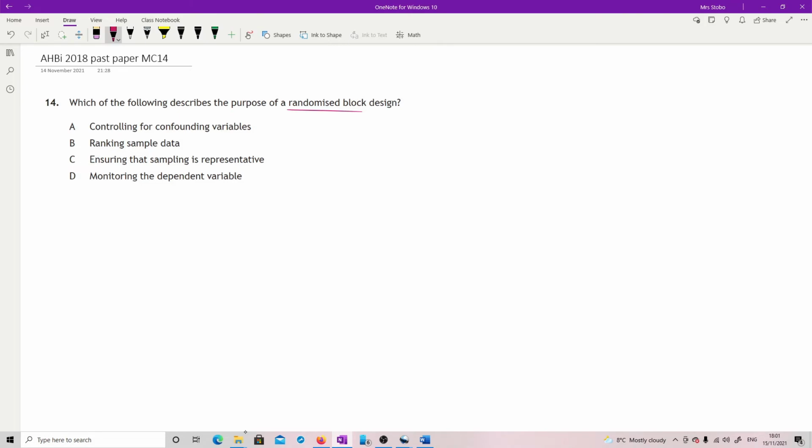Which of the following describes the purpose of a randomized block design? A randomized block design is not about ranking. It's not about representative sampling, because that is to do with randomized sampling. It is not about monitoring the dependent variable, because that is to do with your design in terms of your sampling at the end of it. However, it is very good for controlling for confounding variables, other things that might be causing an issue. If it's a field trial, you're looking at it being on a slope, so you would randomize for that.